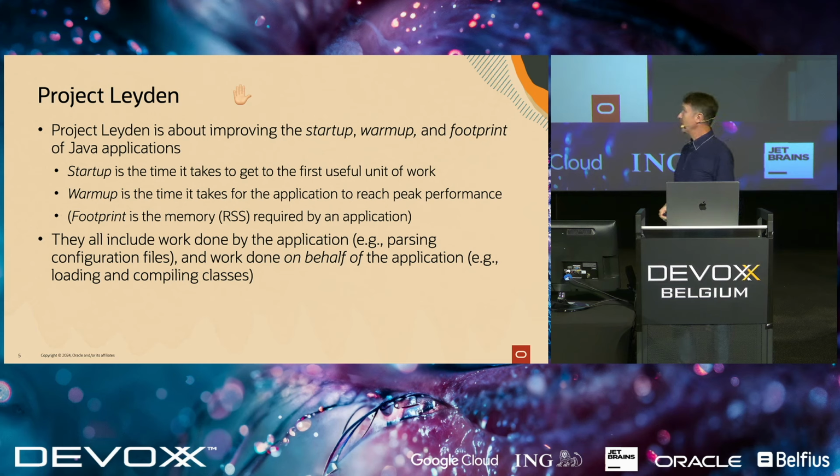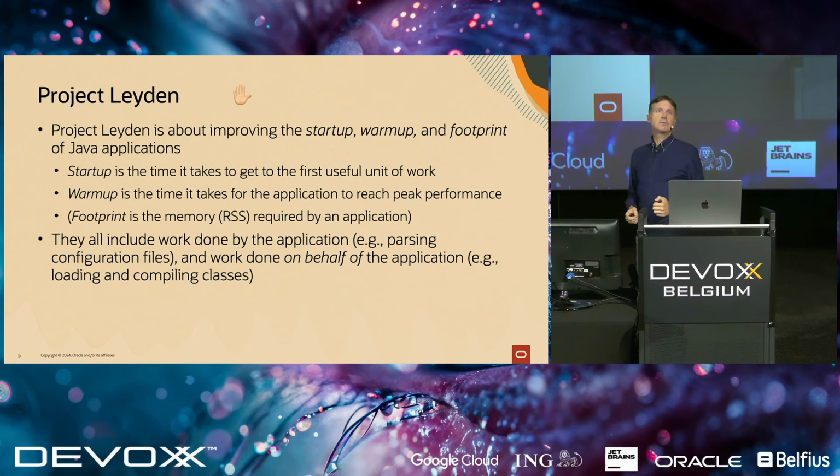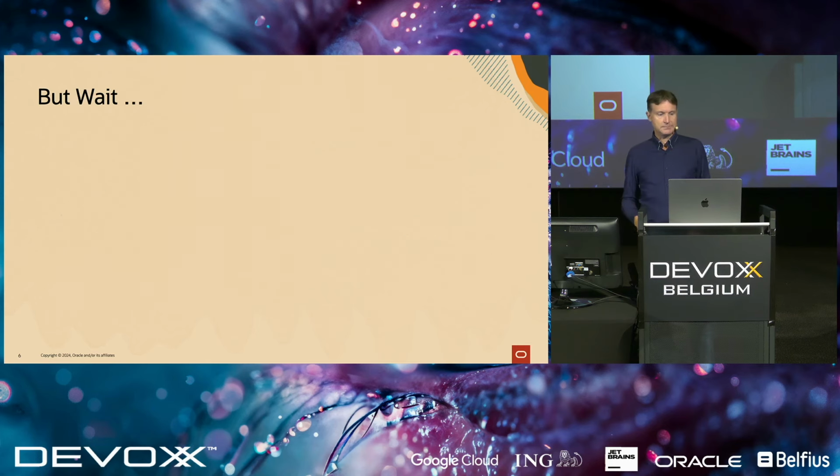Now, warm-up, on the other hand, is a little bit more abstract. As you might be aware, it takes some time before Java really gets up to speed, before everything is JIT compiled. So that's the time it takes to reach its peak performance. And the third objective is footprint. We're not going to talk about that so much today because we haven't worked with that so much. It might be a later concern. And by footprint, I mean memory footprint, because as it turned out, Leyden will create a cache and store things there. So in terms of storage, it will actually require more space. And everything here includes work done by the application, like parsing configuration files, and work done on behalf of the application, like loading classes and compiling classes.